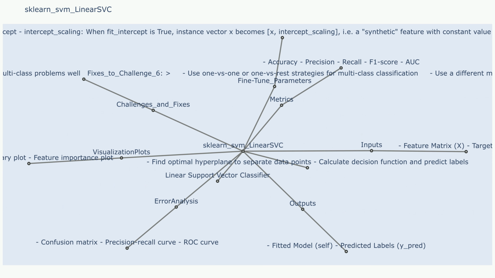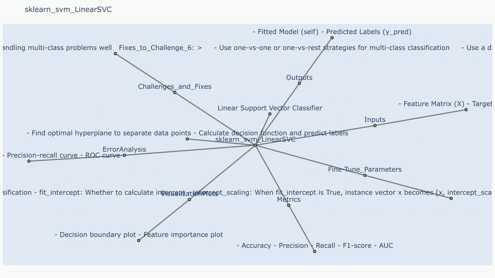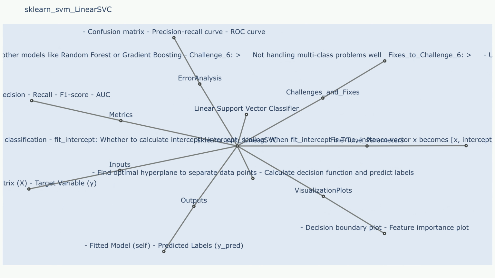Challenge 2. Data scalability. For very large datasets, the training time can be significant. Sample use case. When the number of features is very large or the dataset is very large, training can become computationally expensive. Fixes to challenge 2. Use techniques like stochastic gradient descent (SGD) to optimize the model more efficiently, especially for large datasets. Consider using feature selection techniques to reduce the number of features, which can speed up training and improve model performance.